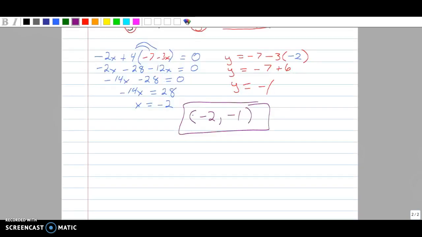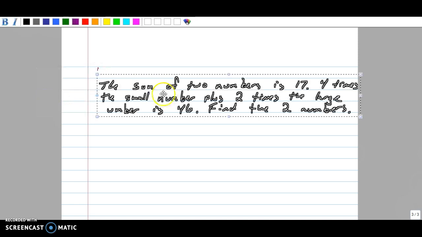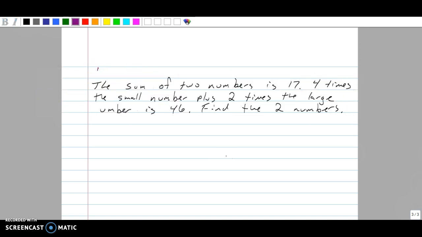Tell you what, I got one more problem for you. Copy this down. The sum of two numbers is 17. 4 times a small number plus 2 times a large number is 46. Find the two numbers. Tell you what, first thing you need to do is you got to write an equation.